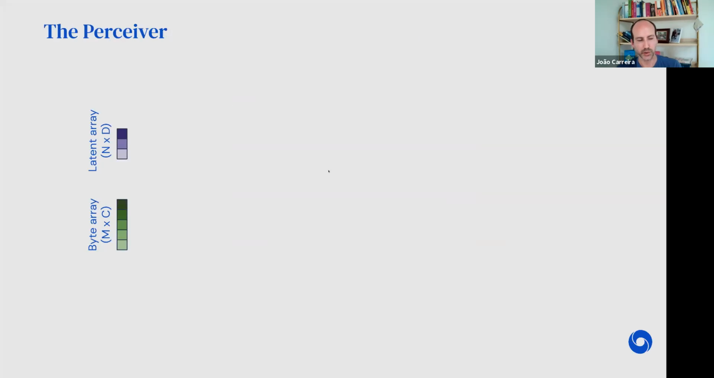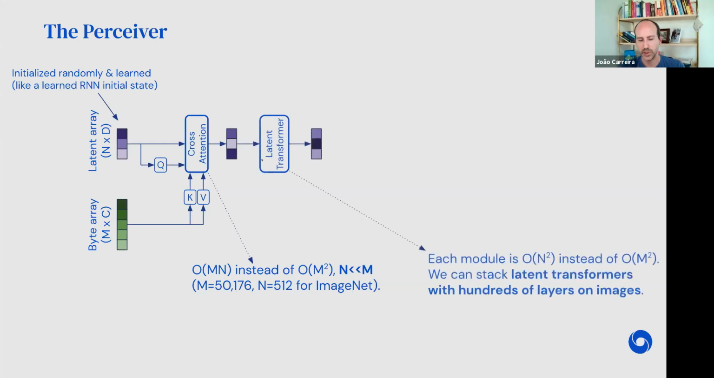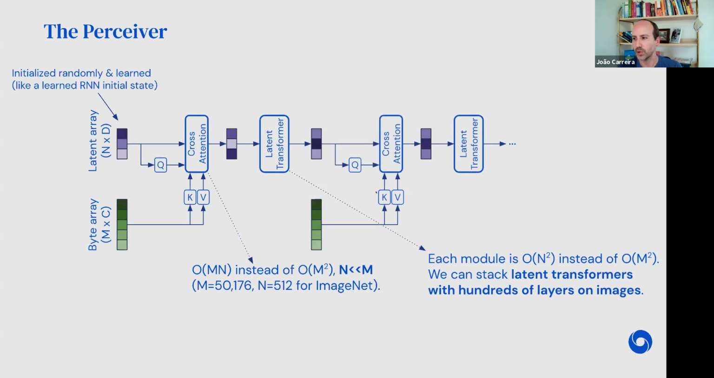And going into more detail into the overall Perceiver architecture. We have this latent array that we initialize randomly, basically, and then learn. It's like a learned RNN initial state. Then we do this cross attention between the inputs, let's say the 50,000 pixels, and the latent array. Then we have a potentially very deep stack of transformers. Since they're now n squared, we can build very, very deep transformers here. And then we iterate this process. We let the model attend again to the pixels and produce a new latent array.